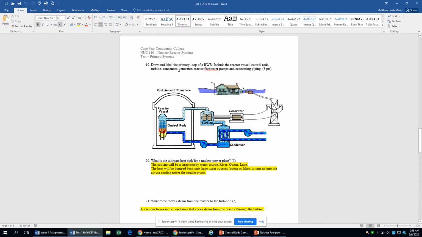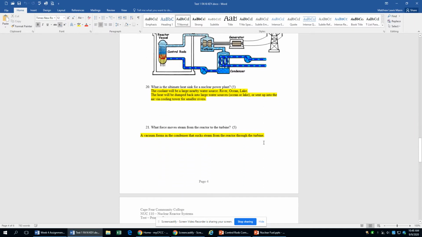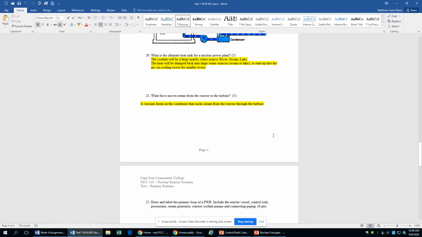Draw and label. So make sure you follow both those steps, right? Label it, draw it, tell me what everything is. Make sure for the BWR, the control rods are coming in from the bottom. And this is just the picture out of the PowerPoint, which should look a lot like your picture. What's the ultimate heat sink at a power plant? It's going to be whatever the water source is nearby.